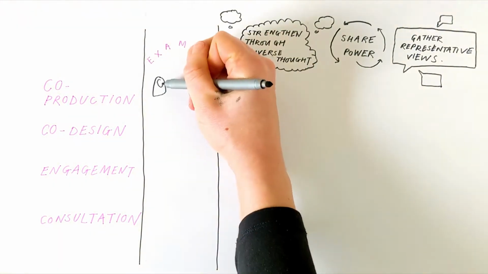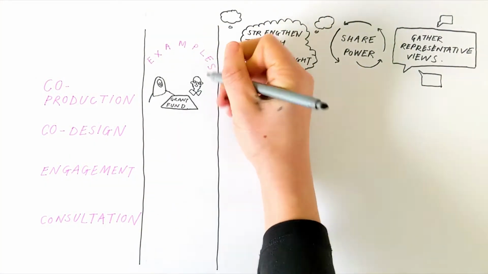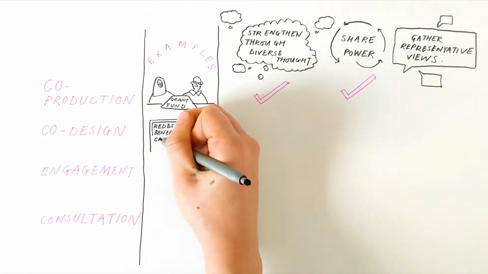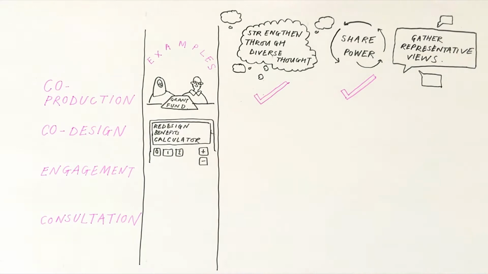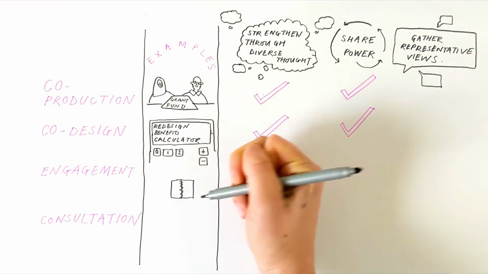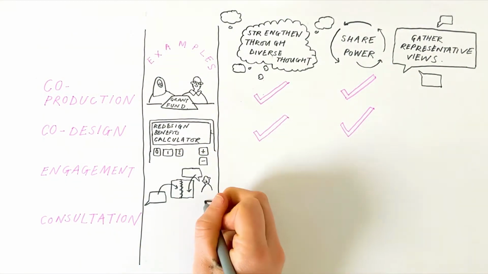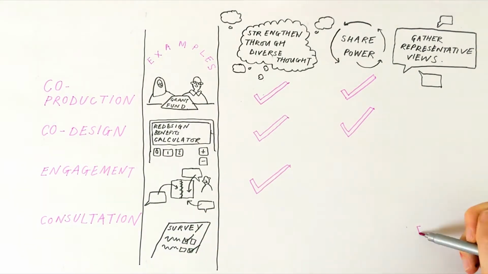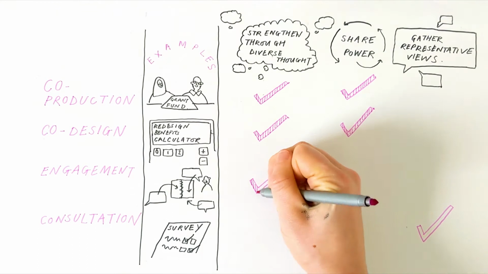An example of co-production could be designing and creating a new grant fund together. An example of co-design could be redesigning the benefits calculator. An example of engagement could be contribution to an internal document. An example of consultation could be large-scale surveys.